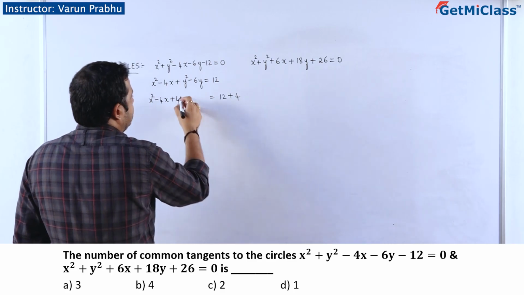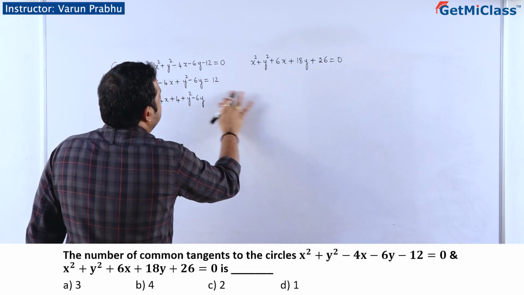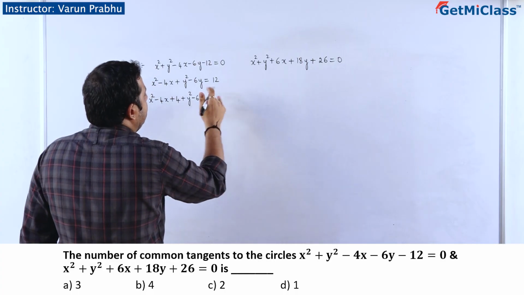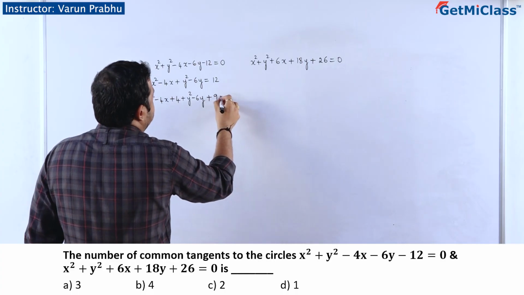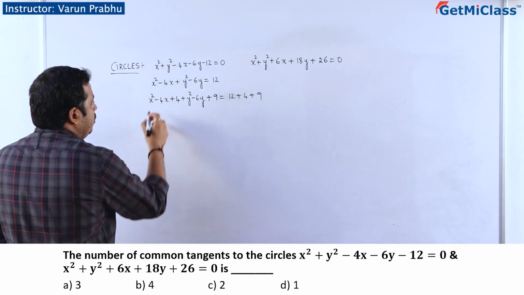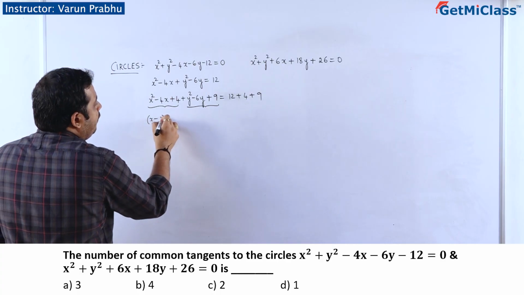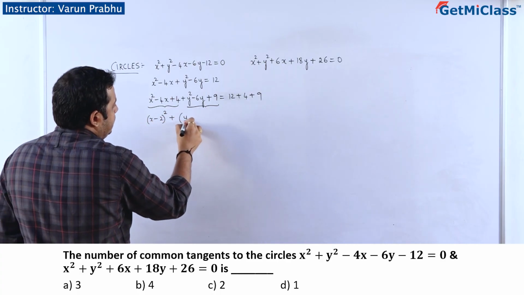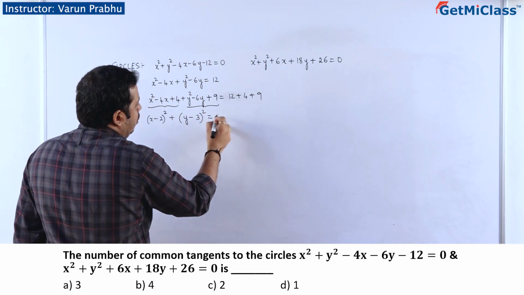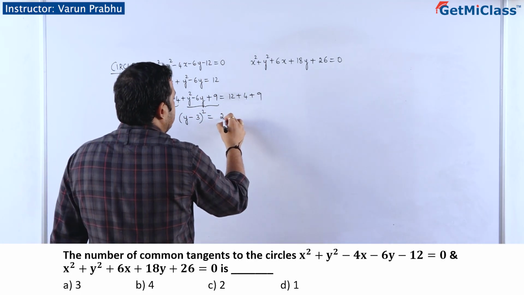Plus y² − 6y: 6 divided by 2 is 3, and 3 squared is 9. So I'll add that 9 on both sides, so these three terms get square completed. We have learned the method of completing the square since 10th standard. So (x − 2)² + (y − 3)² = 12 + 9 + 4 = 25.